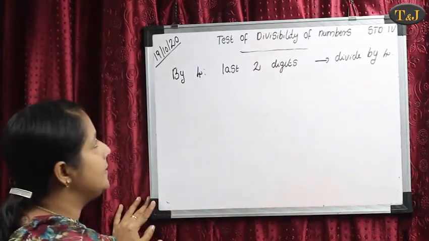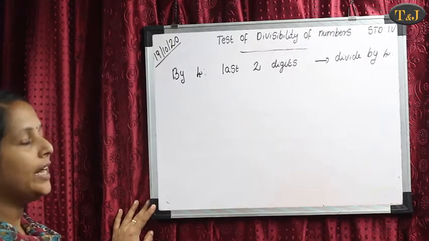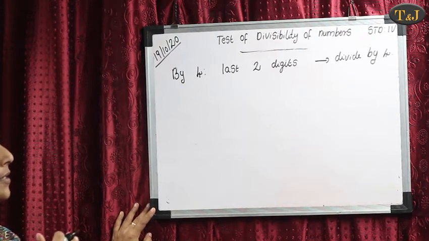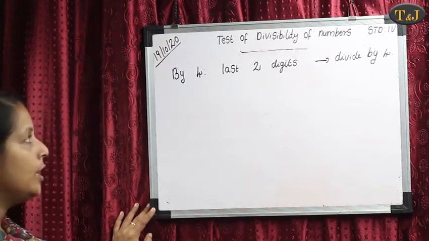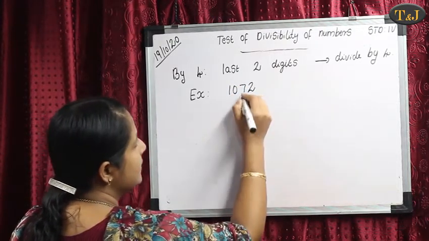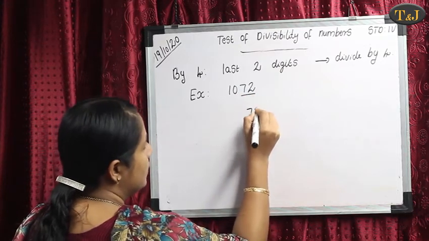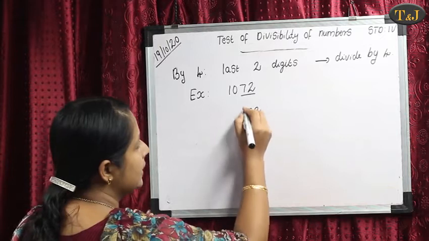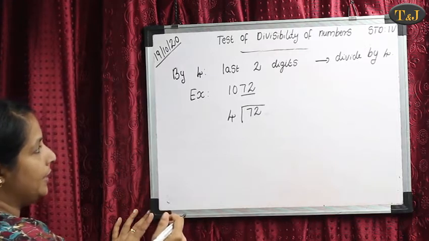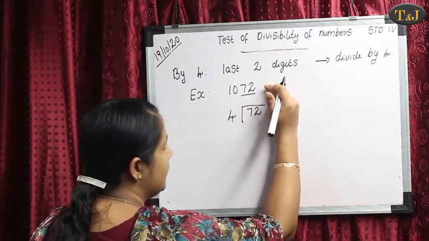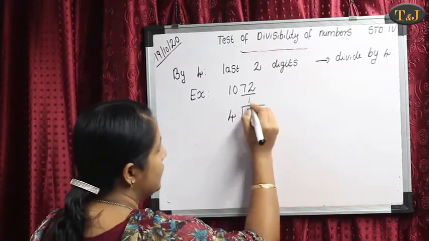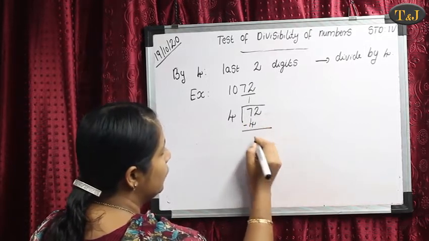Then our next test is the divisibility of the number by 4. In that case, we take the last 2 digits, and divide that number by 4. For example, take the number 1072. Here our last 2 digits are 72. So take 72 and divide it by 4. 1 4 is 4, then 7 minus 4 equals 3.